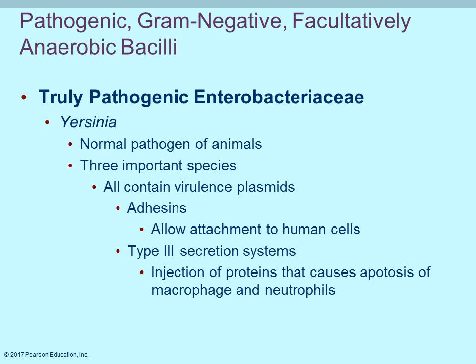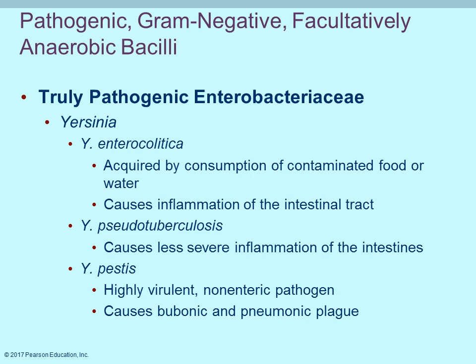Yersinia is a normal pathogen of animals. There are 3 different species. All of them contain different virulence plasmids that contain things such as adhesins that help them attach to your cells. They will also inject proteins that tend to cause cell death of the macrophages, etc. Most of these species can be acquired because you consume contaminated food or contaminated water, and it's going to cause some type of gastrointestinal distress.